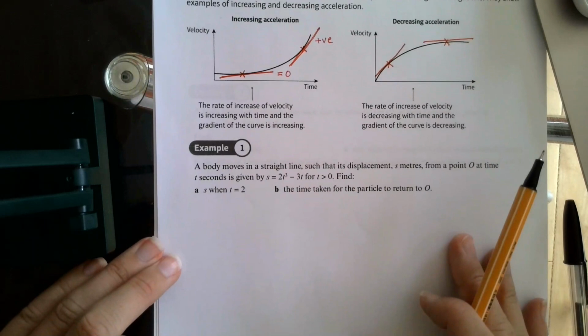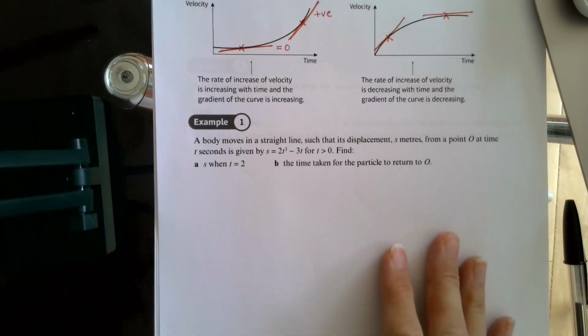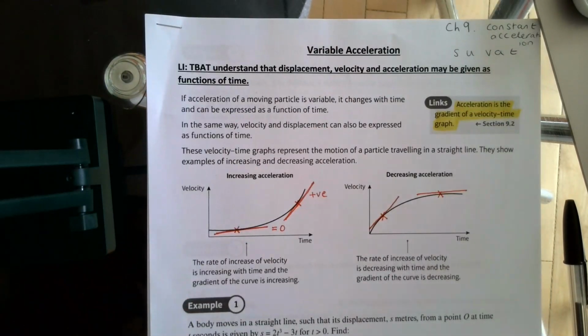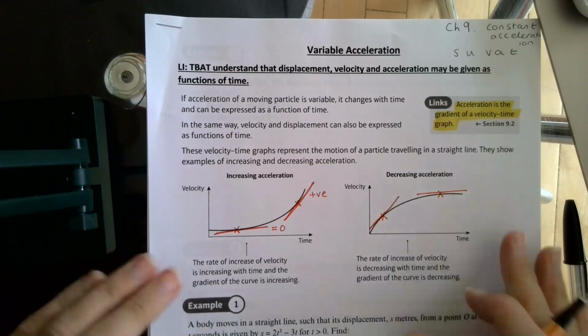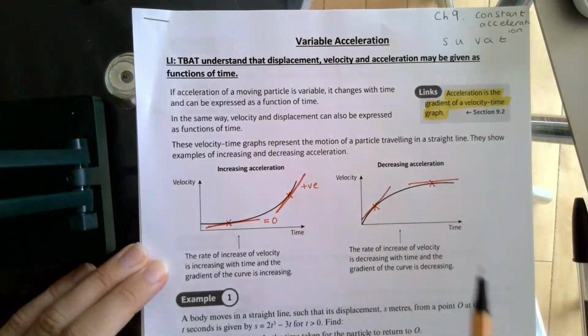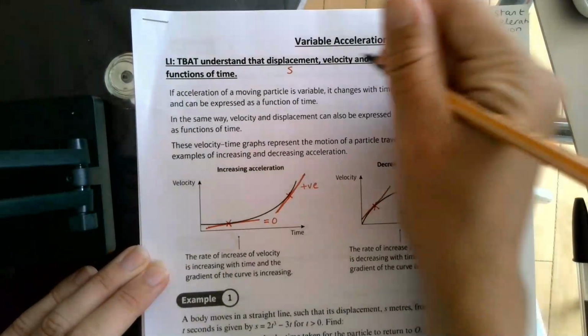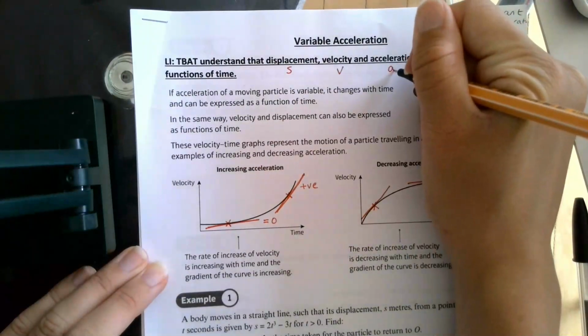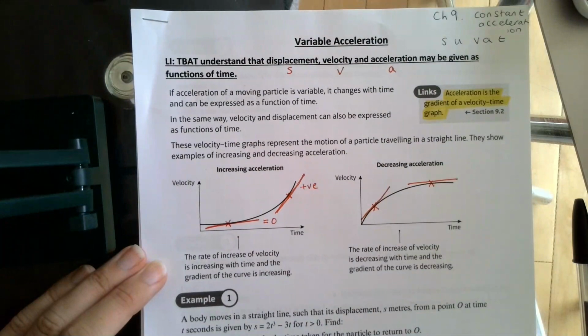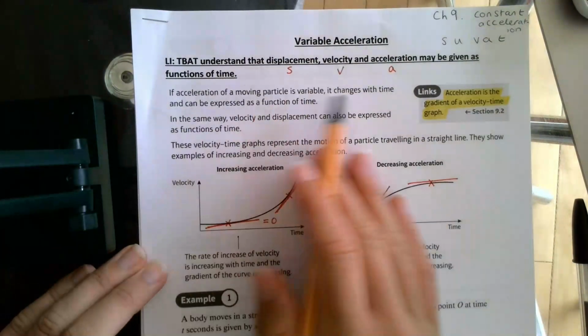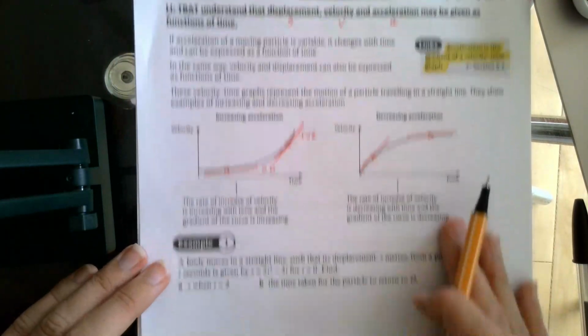So we're going to have a look then at example 1. And also I'm just going to point out, remember that just like back in the other chapters, we're still going to use an S to represent displacement, a V to represent velocity, and an A to represent acceleration. And we're going to do them as functions of time this time.